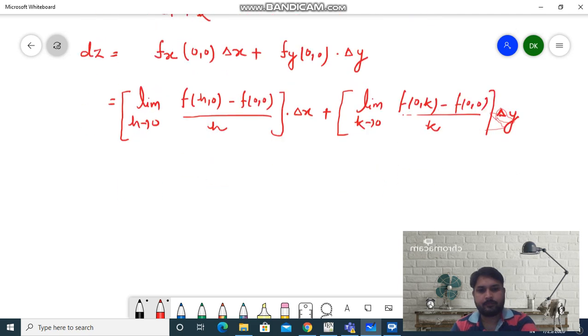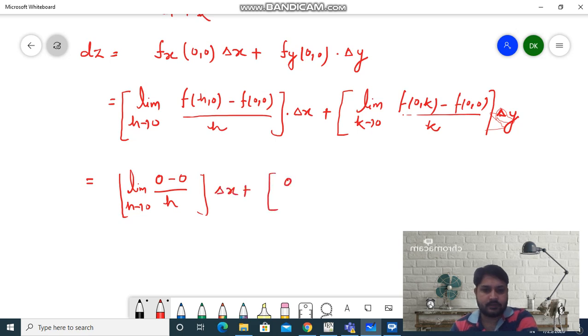Okay guys, so here we know that f(h,0) is obtained by putting x equal to h and y equal to 0 in the given function. So it gives us 0 minus 0 upon h, as h tends to 0, into delta x, plus again 0 minus 0 upon k into delta y. So this value is totally equal to 0.